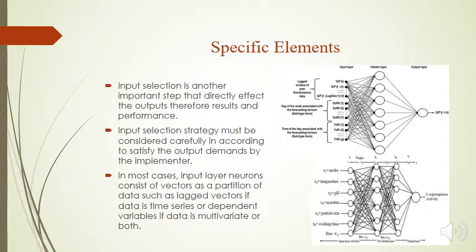Input selection is another important step that directly affects the outputs, and therefore results and performance. The input selection strategy must be considered carefully in order to satisfy the output demands of the implementer. In most cases, input layer neurons consist of vectors as a partition of data, such as lag vectors if data is time series, or dependent variables if data is multivariate, or both.